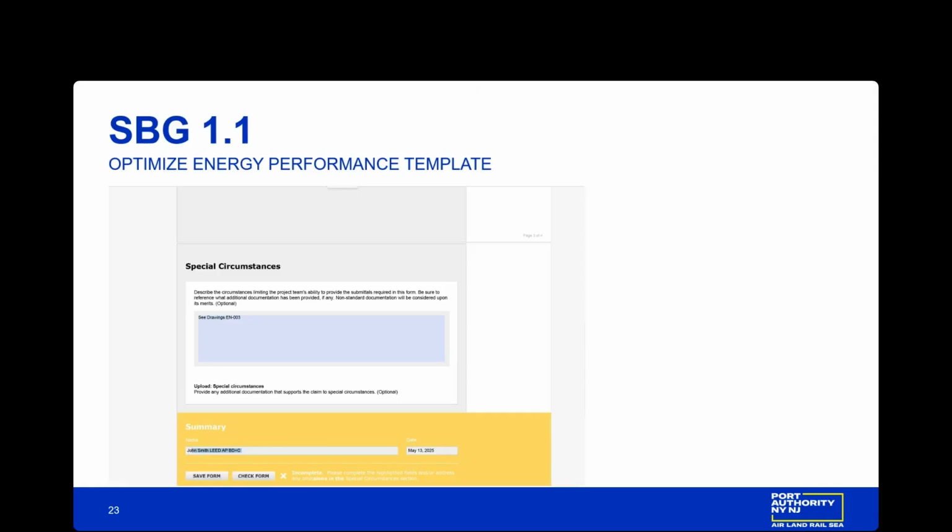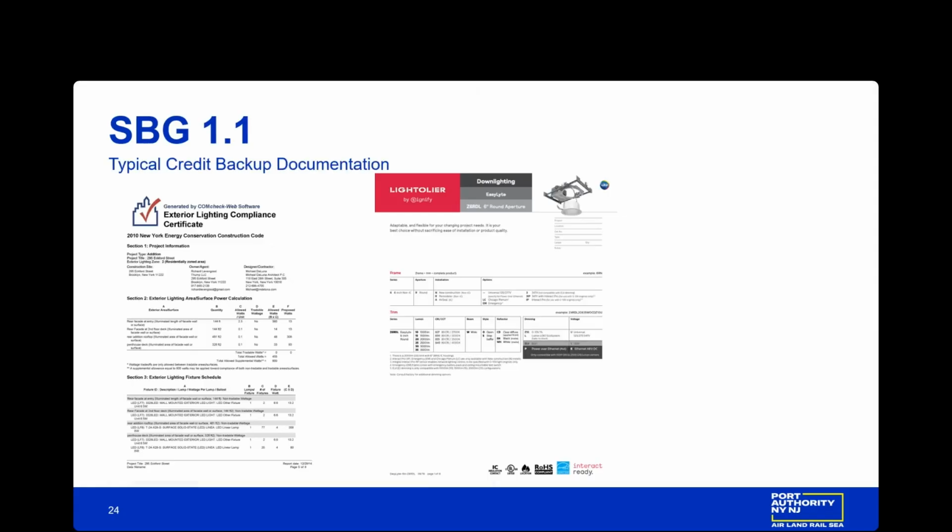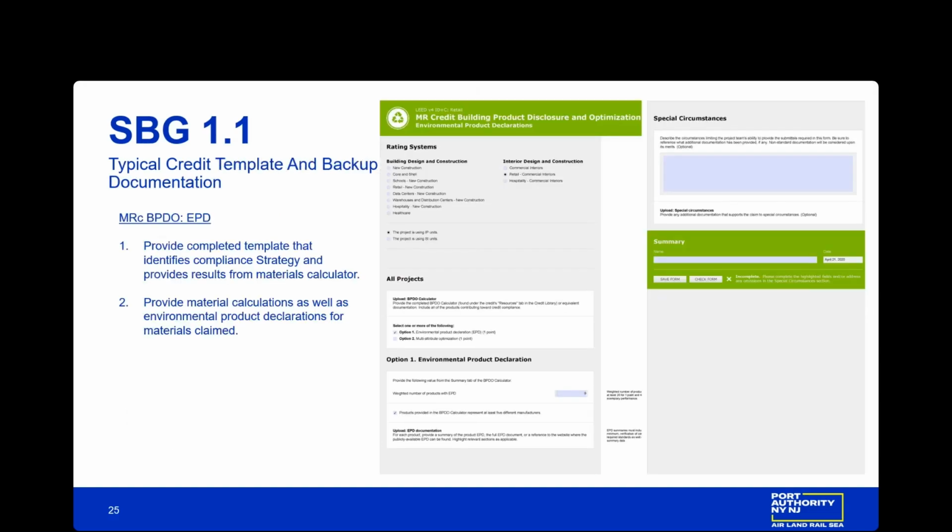Moving on. This is the typical backup documentation for that, which is, again, if you have a lighting compliance calculation by ComCheck is fine, and then cut sheets for the fixtures, much like the water use. Cut sheets showing what the wattage are for the fixtures that are being claimed.